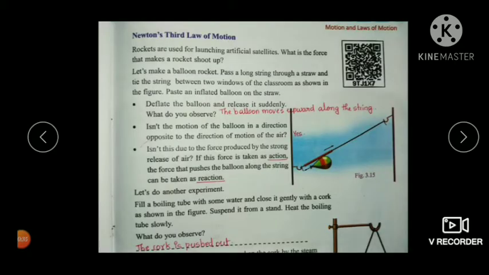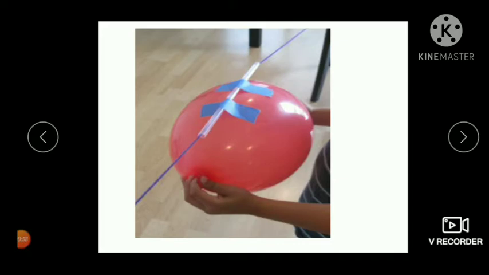Based on this law, some experiments are given in your textbook. The first one: let us make a balloon rocket. Pass a long string through a straw and tie the string between two windows of the classroom as shown in the figure. Paste an inflated balloon on the straw. So you have to prepare a balloon rocket. For that you need a balloon, a straw, a string, and cello tape.